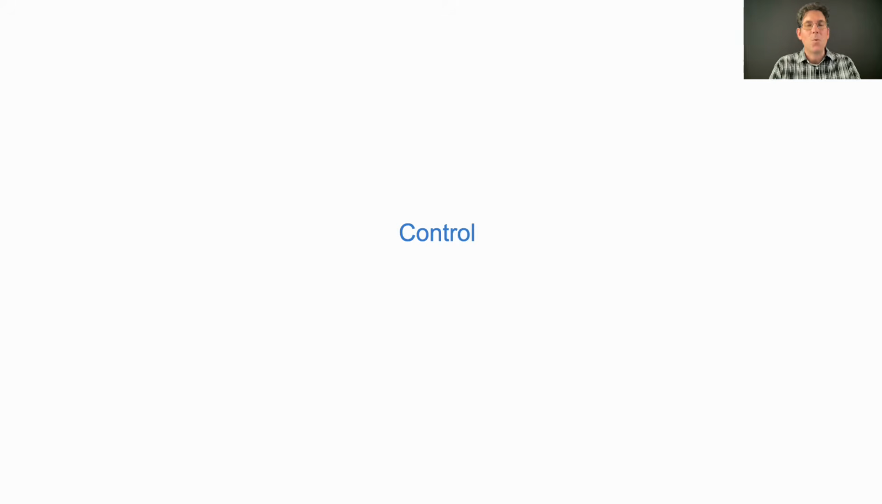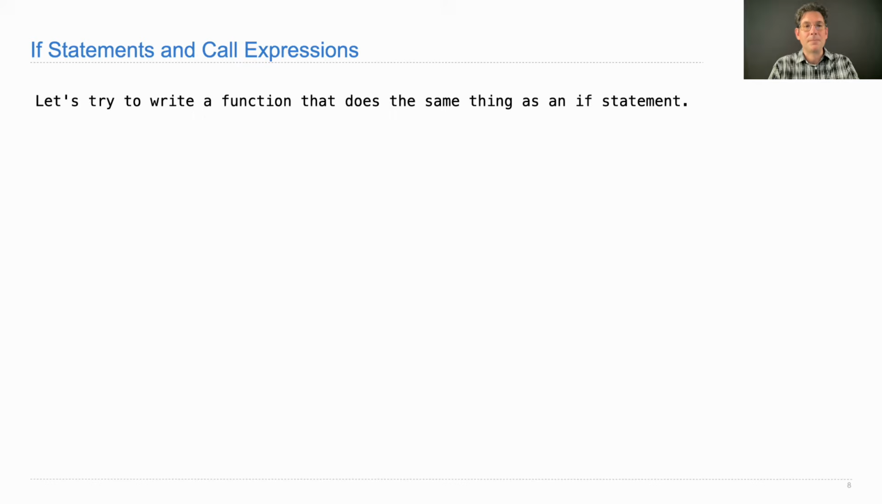Let's talk about the role of control statements in a programming language. Control statements, such as if and while, are different from functions in that they control which parts of the code get executed and how many times. But maybe we could have that same control just using functions. Well, let's explore. Let's try to write a function that does the same thing as an if statement.